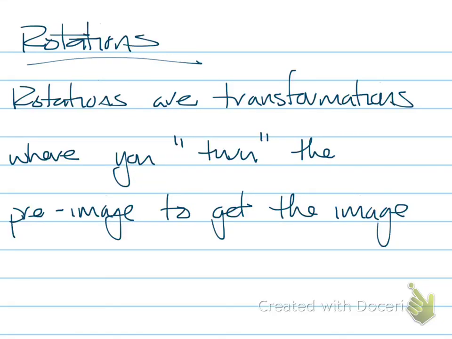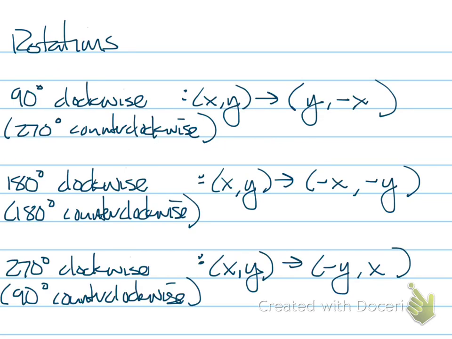In this lesson, we're going to be looking at rotations. Rotations are another type of transformation where you turn the pre-image to get the image. If you rotate an object 90 degrees clockwise, what you will do is flip or switch the X and Y coordinates and change the sign of the X coordinate in the pre-image. So change the sign of the X coordinate in the pre-image and then switch the X and Y coordinate.